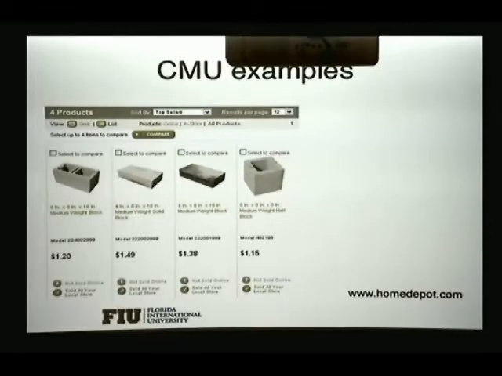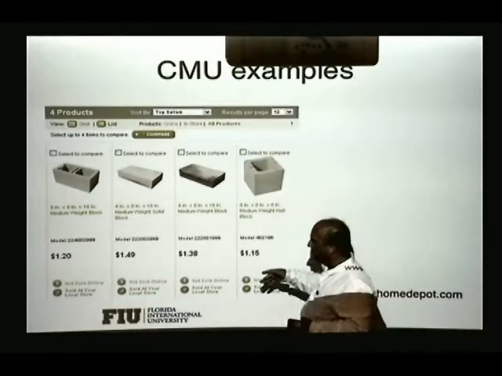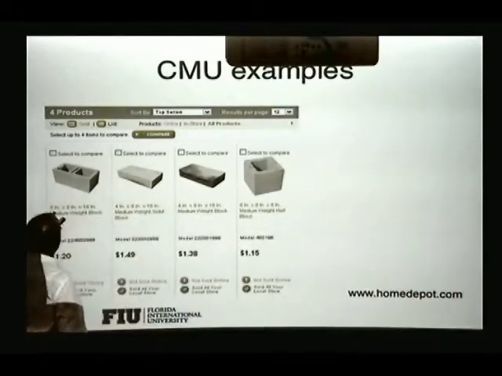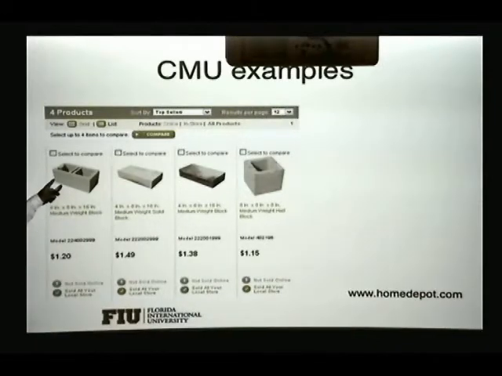Here are some examples of basic concrete blocks. So we have the typical 8 by 8 by 16 inch concrete block. It's sold here at the Home Depot on 120. I'm sure that you can find it almost everywhere else at a lower price, but I'm not too concerned about the actual cost of the item. I'm concerned about the process that you follow to get to the cost.